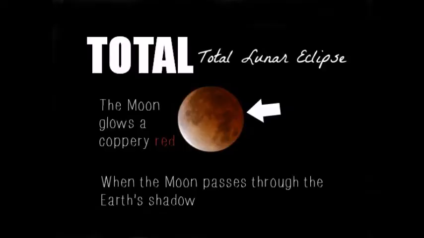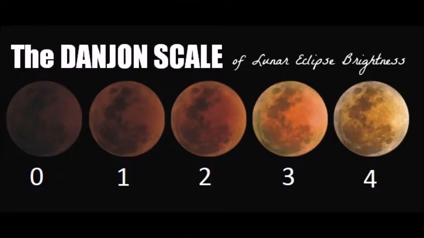A total lunar eclipse is when the moon is still visible in the sky and is when the Earth blocks all direct light from the sun from shining on the moon. During this time, the moon can appear to be a brown to a copper red. A lunar eclipse's luminosity can be measured using a Danjon scale, with 0 being the lowest and 4 being the highest.